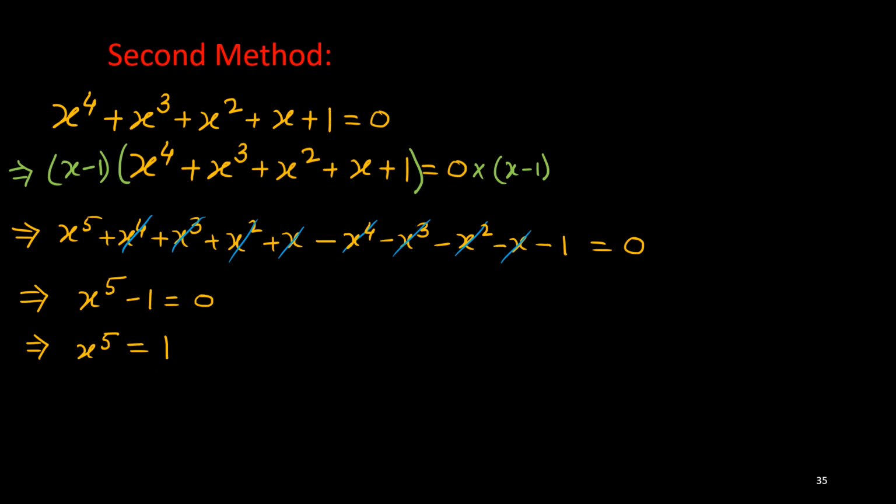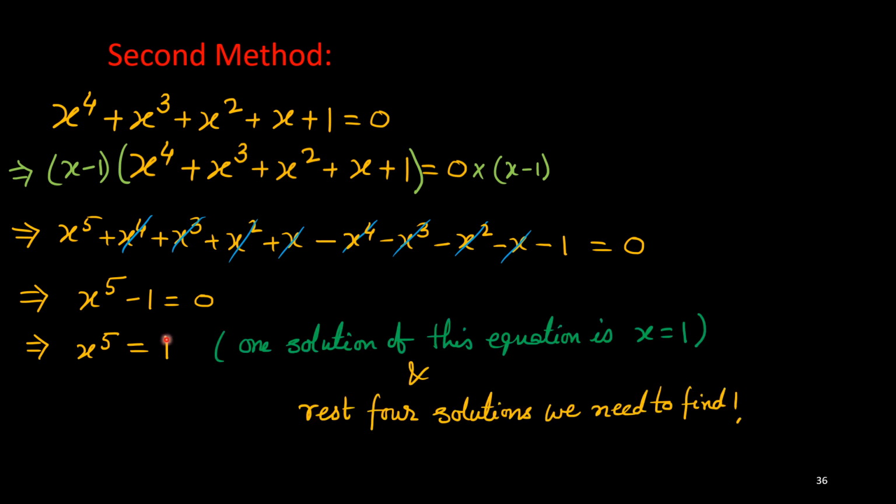So this problem is exactly similar to the previous problem, x to the power 8 equals 16. The same approach we will take now. So again, in this one, a solution is already known to us, that is x equal to 1, which we have introduced. And the rest 4 solutions we need to compute, and those solutions will be the solutions for the original problem. Okay, right.